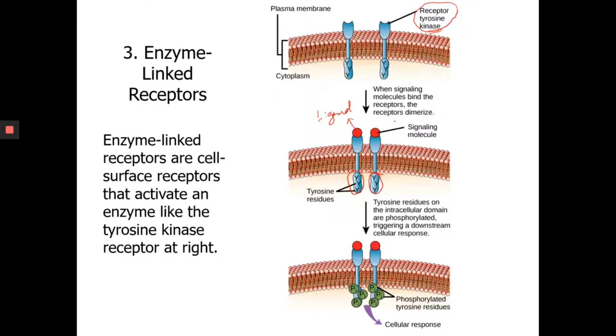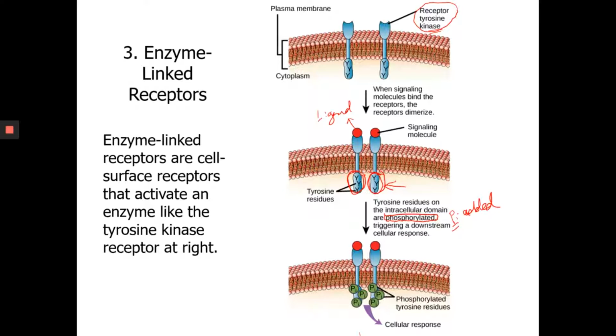When the binding takes place, the receptors are going to dimerize, and they are going to activate the enzyme portion, this portion right here. So the enzymes will be phosphorylated over here. Phosphorylated means a phosphate group is added to the enzyme. So the enzyme is activated once the phosphate group is added.